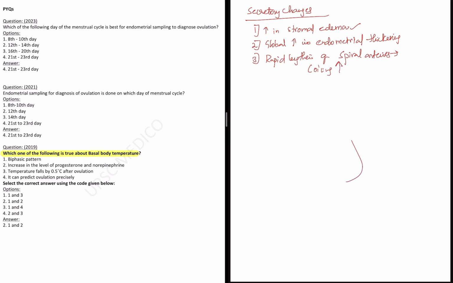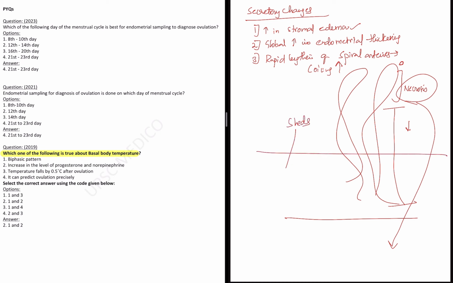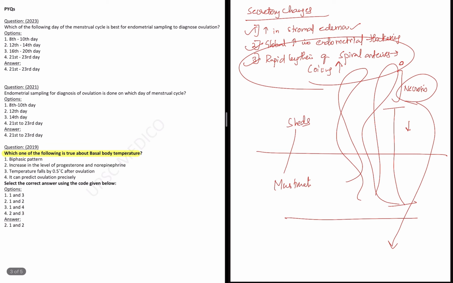So when you notice spiral arteries, they coil and they lengthen, and blood supply decreases at the tips, and these tips undergo necrosis, and if pregnancy fails to occur, if the woman fails to conceive, the superficial layer, the topmost layer, it sheds, triggering menstruation. So this is the usual change. So these changes, that is increase in stromal edema, global increase in endometrial thickening, and rapid lengthening of the spiral arteries, and also increase in coiling of the spiral artery, indicates secretory changes have occurred. So that's how endometrial sampling helps in diagnosis of ovulation.